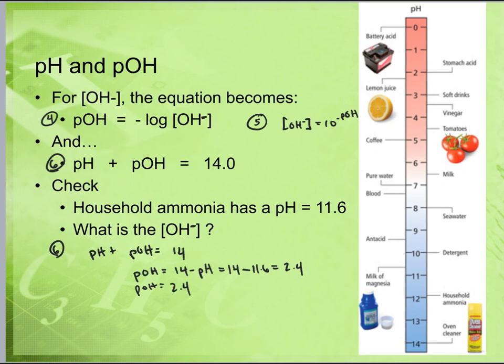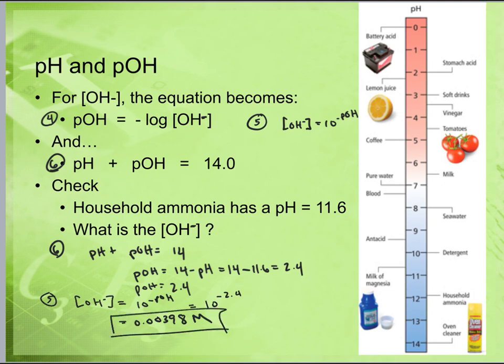And then from that, if I use this equation, 10 to the negative pOH, I can get my hydroxide ion concentration. Okay, so that's from equation 5. Hydroxide concentration is 10 to the negative pOH. So it's going to be 10 to the negative 2.4. Okay, so on your calculator, 10 caret negative 2.4, that's going to give us 0.00398 molar would be our answer here. Okay, and that's how we could figure that out using the equations that we've learned.